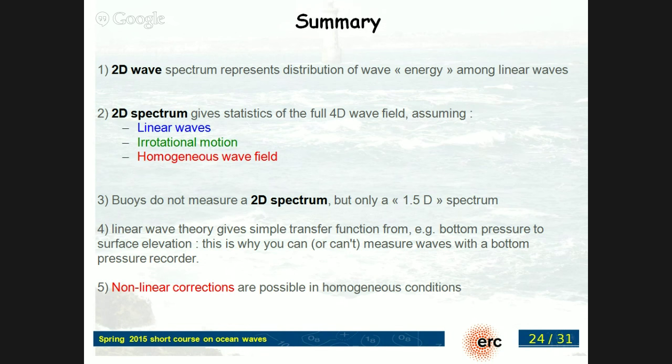So what I want to say about spectra, in summary, is that the spectrum represents a 2-dimensional distribution of the wave energy. The fact that it reduces that to 2 dimensions implicitly assumes that the waves are essentially linear, or that we have transformed the nonlinear waves into linear waves. This 2D spectrum gives statistics of the full 4D motion of the wave field if you assume the following: that the waves are linear, irrotational, and that the wave field is homogeneous. And the last bit is, if you look at a coastal area in which waves are turning around, you get a spatial spectrum which doesn't match the frequency spectrum.